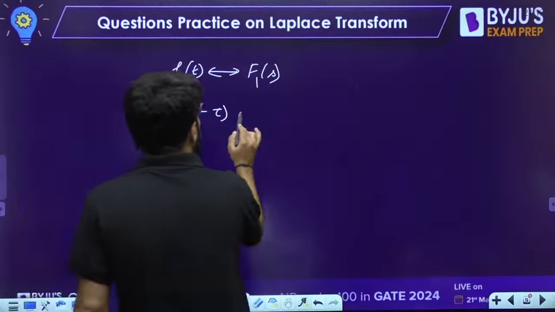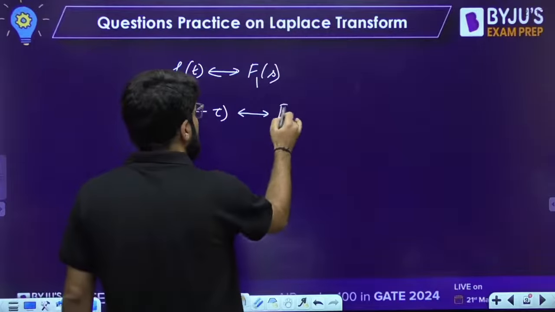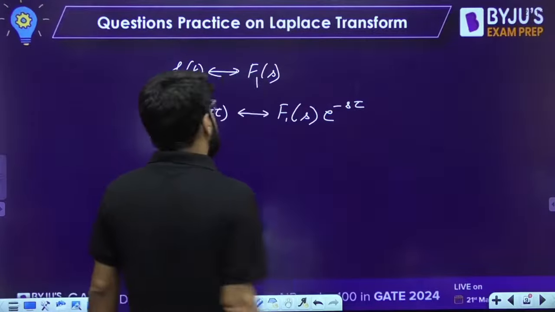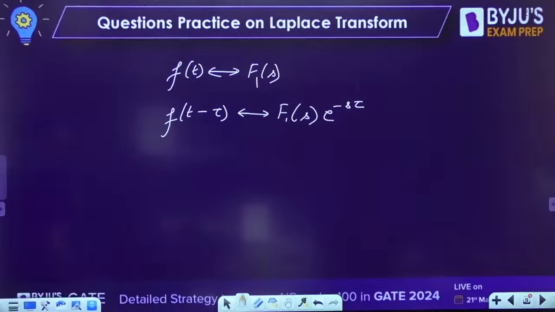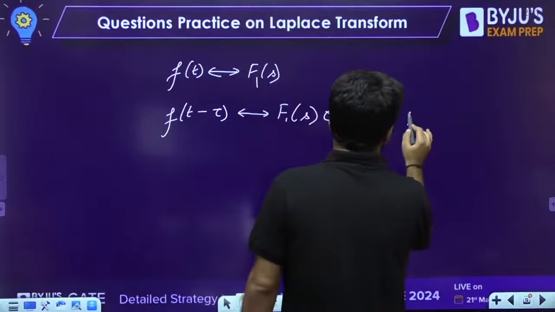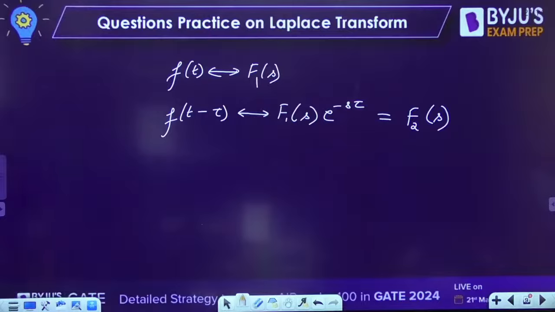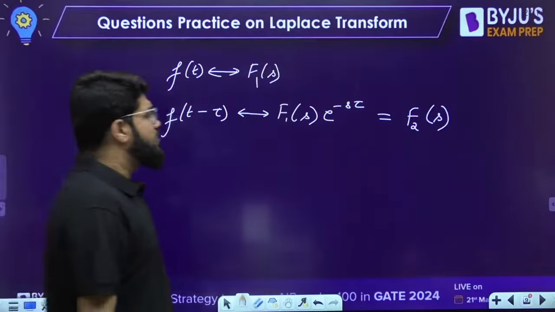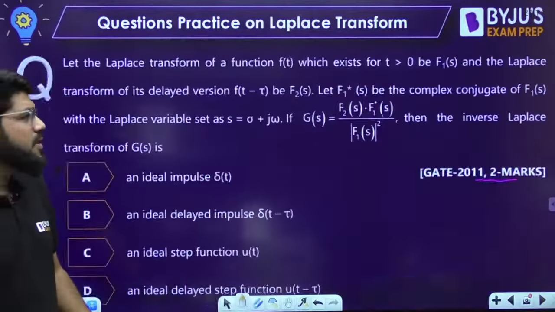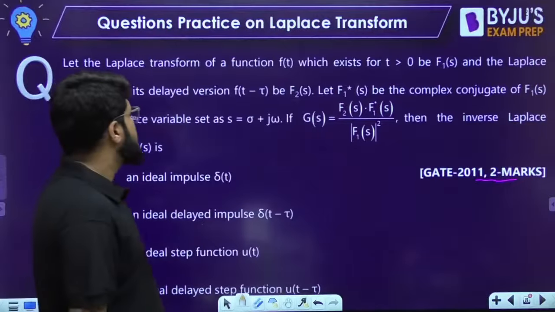For ft minus tau, actually you think what is the Laplace transform as per the Laplace properties? It is going to be f1s, again with the exponential term e power minus s tau. f1s e power minus s tau, correct? And this is equal to f2s. Okay, the f1s e power minus s tau is equal to the f2s, correct?